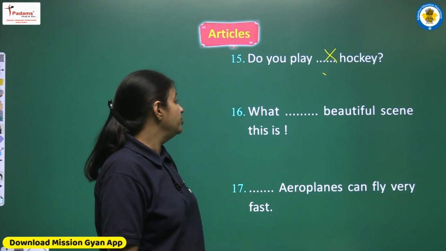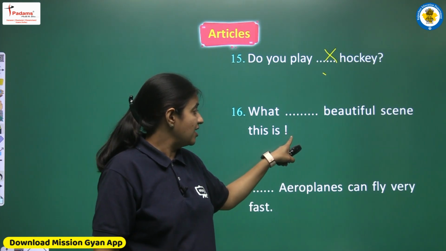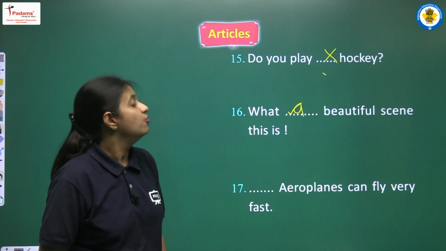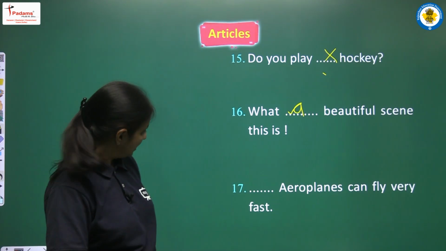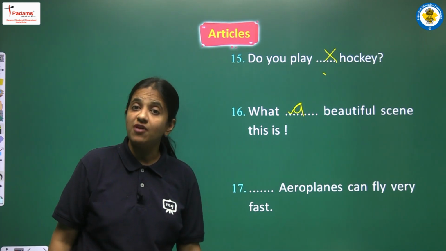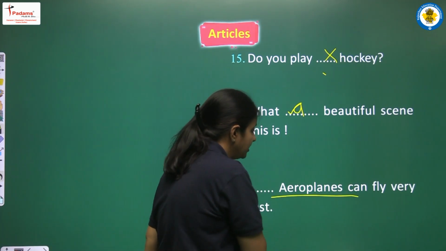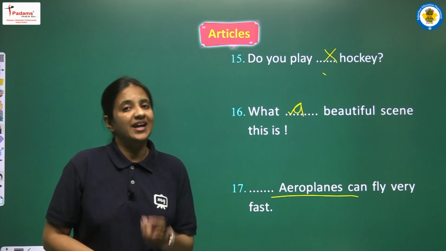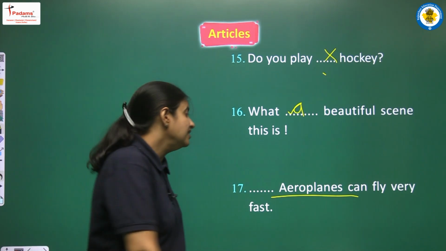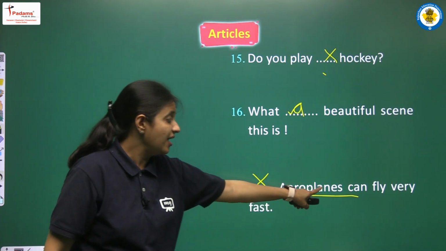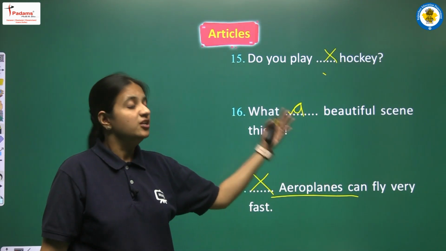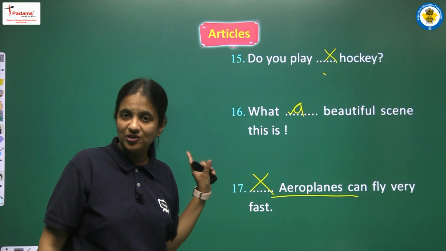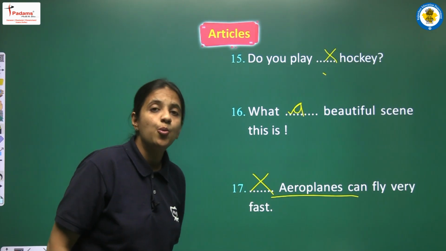Next sentence, what beautiful scene this is. Okay, and in this sentence after what we are having one exclamatory mark, so in this blank we will write A. Okay, and this sentence will be what a beautiful scene this is. Next is aeroplanes can fly very fast. Okay, so here one thing we have to observe, we have to note, is that we are having aeroplanes, it means we are having a plural noun, and this is the reason here in this blank we won't use any article. We just write one cross. Why? Because we are having a plural noun here and we are having one general thing, so we won't use the here and we won't use a or an. Why? Because of this plural noun. So in this blank we will put one cross and the sentence will be aeroplanes can fly very fast.